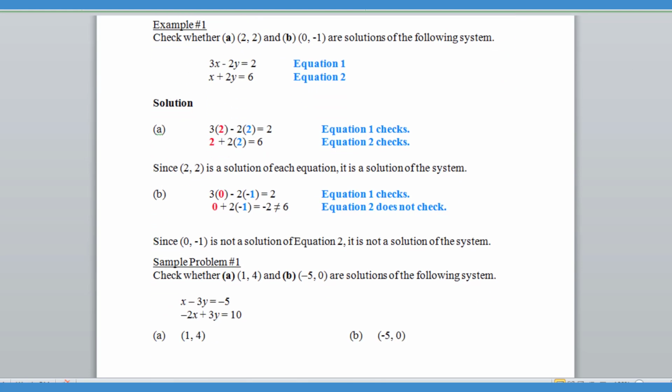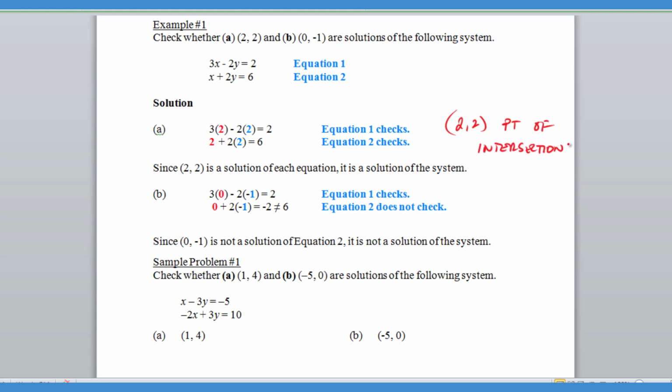Let's take a quick example and see if we can identify a solution. Example 1 says to check these two ordered pairs to see if they're solutions to the system of equations. The way we do that is simply to evaluate by plugging the ordered pair into the equations. If it creates two true statements, then we know it is a solution to the system. For part A, we plug the ordered pair (2, 2) into both equations, and we get a true statement in both cases. So (2, 2) would be a solution, or the point of intersection, if we're looking at a graph.